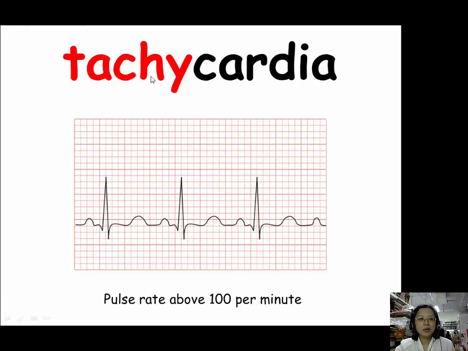And our second example for tachy is tachycardia. Tachycardia, as we show in the electrocardiogram here, means excessive rapidity in the action of the heart, and it is usually applied to a heart rate above 100 beats per minute in an adult.